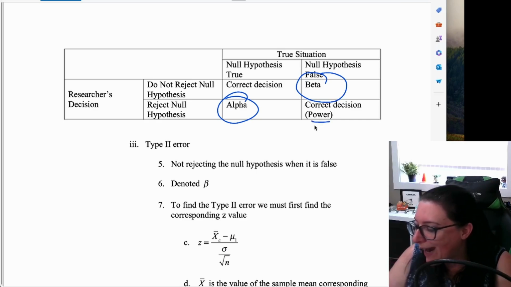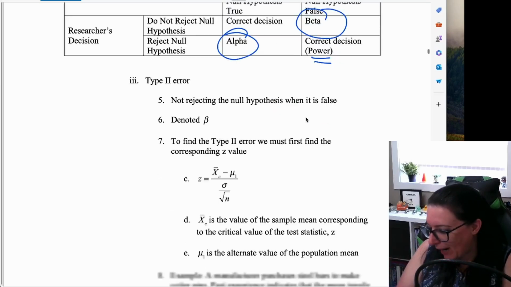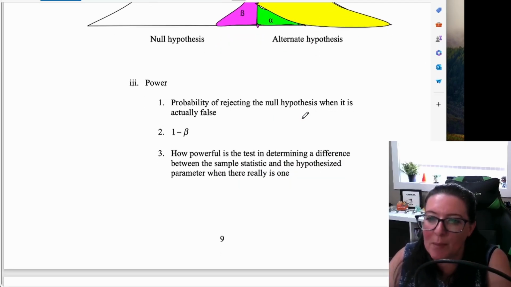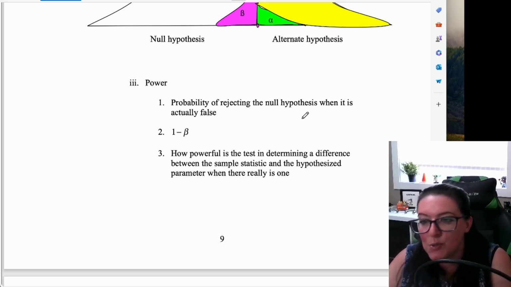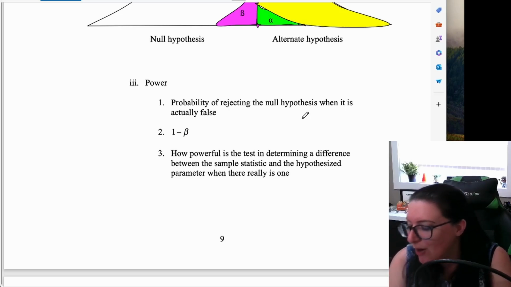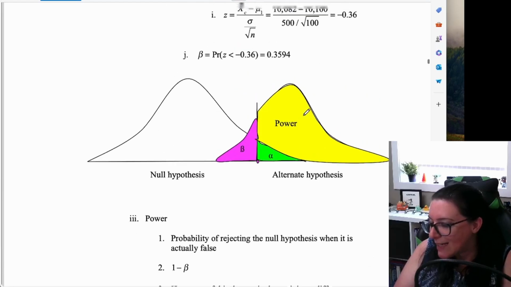We call it power, which refers to how powerful the test is. How able is it to reject null hypotheses that are false? That is what we call power. And I just have a little definition, I think, down here. The probability of rejecting the null hypothesis when it is actually false, 1 minus beta. How powerful is the test? It determines whether or not there is a difference between the sample statistic and the hypothesized parameter when there really is one. So, can it detect the difference when there really is a difference?